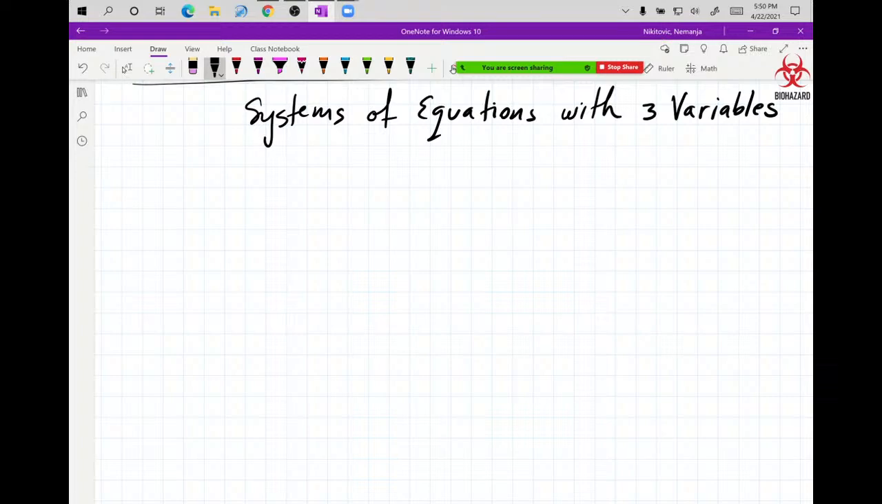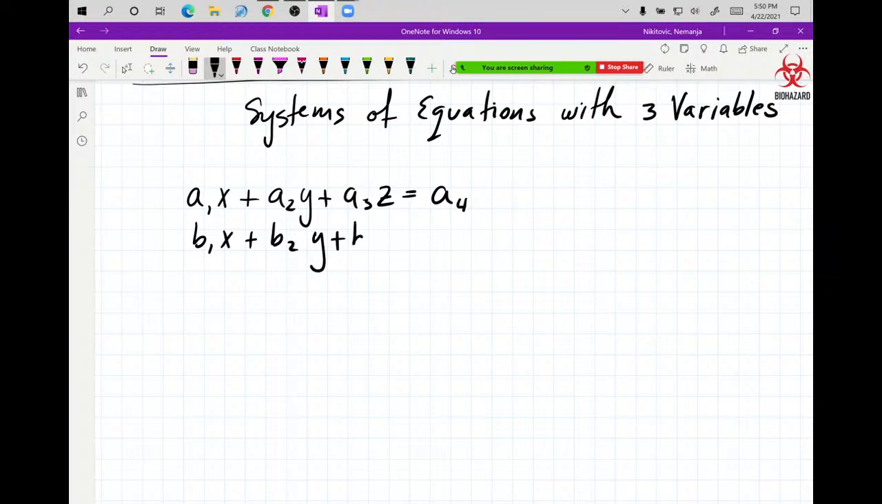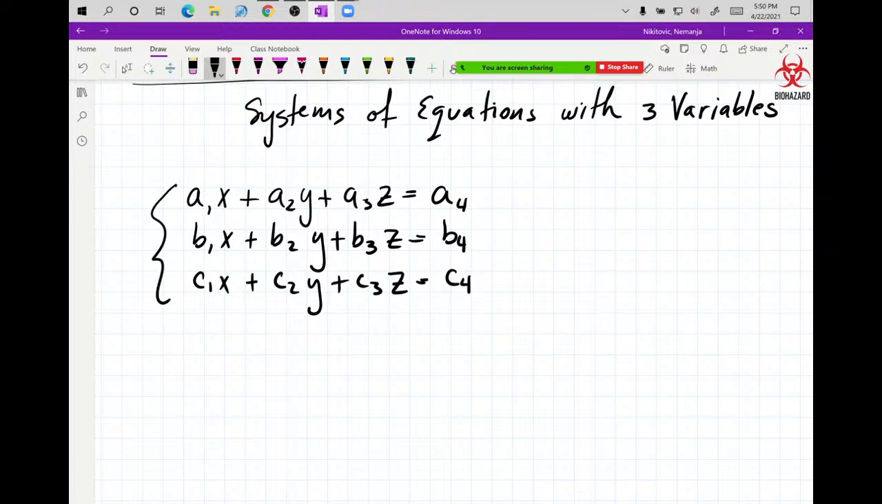Now, when we are talking about these larger systems, say a1x plus a2y plus a3z equals some number a4, and then b1x plus b2y plus b3z equals b4, and c1x plus c2y plus c3z equals c4. Sometimes we put this brace to put these equations together, and we say that these three equations create a system of three equations and three unknowns, and that gives us the intersection of three planes.